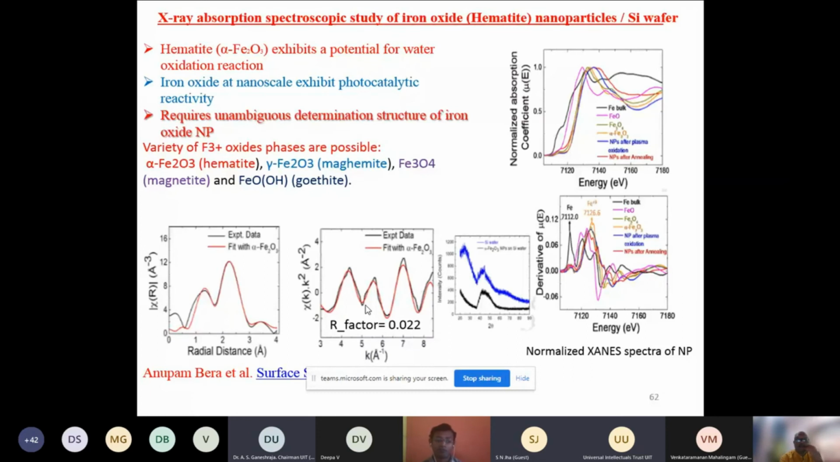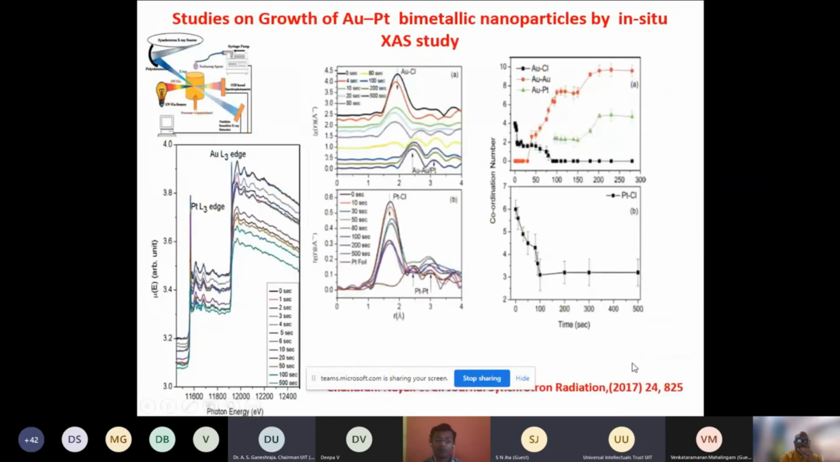Okay, so this is an example of in situ X-ray studies on the growth of novel bimetallic nanoparticles. You can see a plot of time versus the EXAFS spectra, from 0 seconds to almost 500 seconds. From this curve, the EXAFS spectra generated radial distribution function, and you can see at 0 seconds there is an AuCl bond formation.